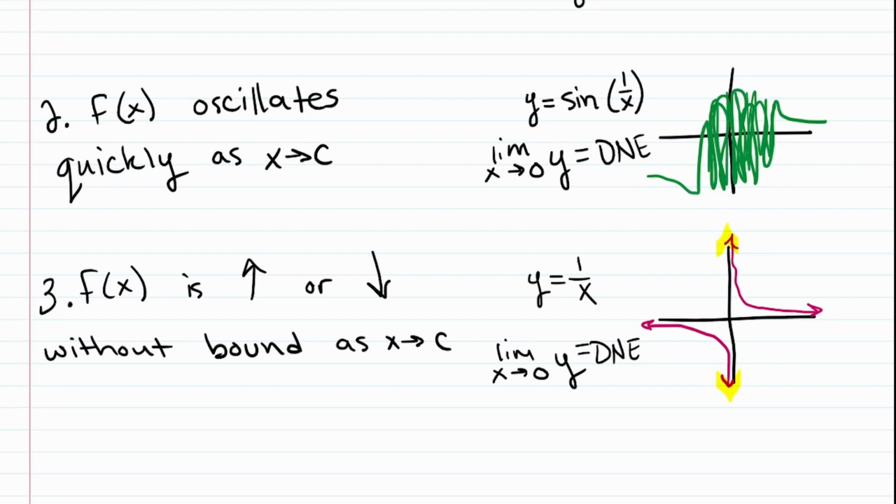I hope this cleared up some examples of when you do not have a limit existing at a certain point. And just keep in mind, in all of these, I did the limit as x approaches 0 for the example graphs, but that number doesn't have to be 0. It's anywhere on the graph where these three things occur.